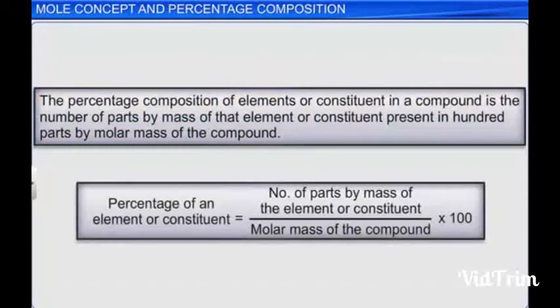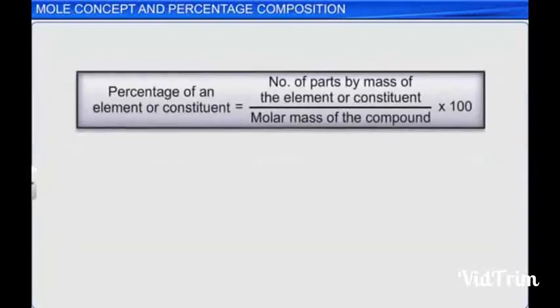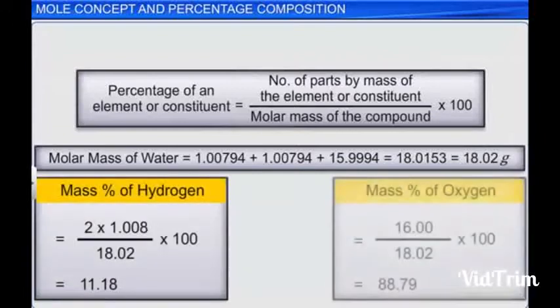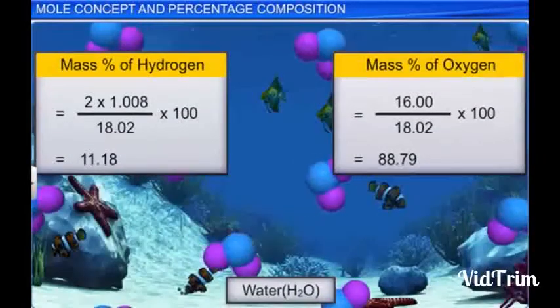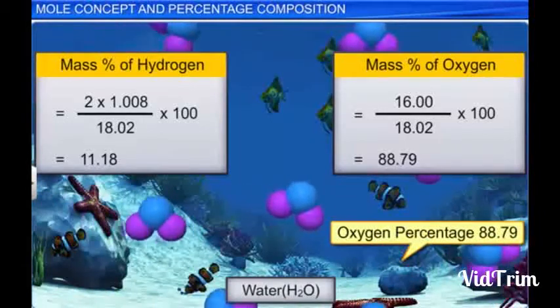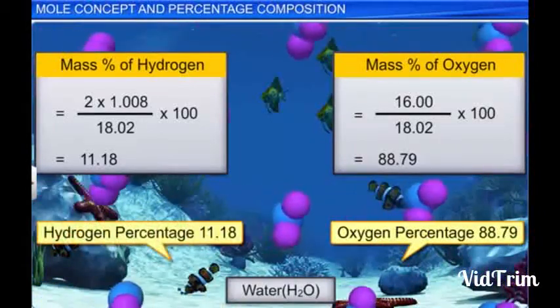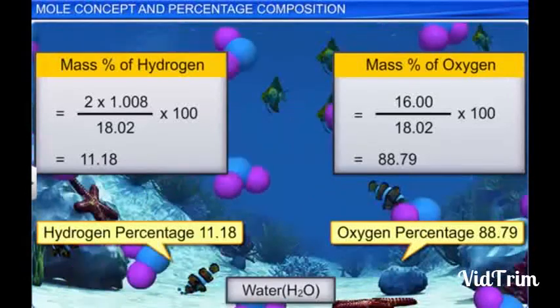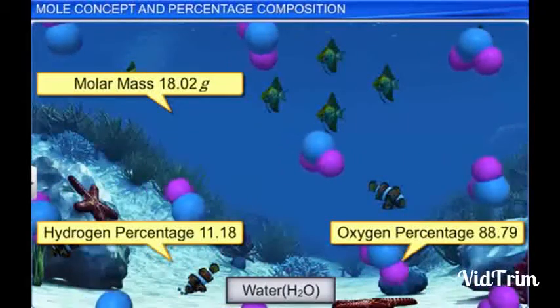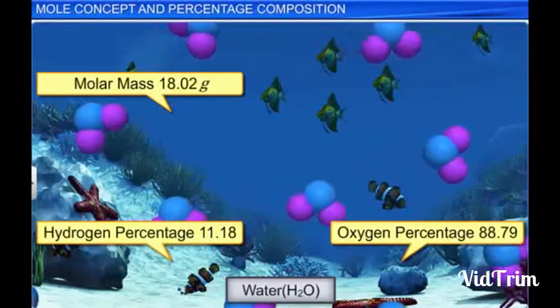Let's look at an example. We know that the molar mass of water is 18.02 grams. Based on this, we can calculate the percentage of hydrogen and oxygen as shown. Thus, the percentage of oxygen and hydrogen in water is 88.79 and 11.18 respectively. Molar mass and percentage composition help us understand the quantitative data associated with a chemical compound.